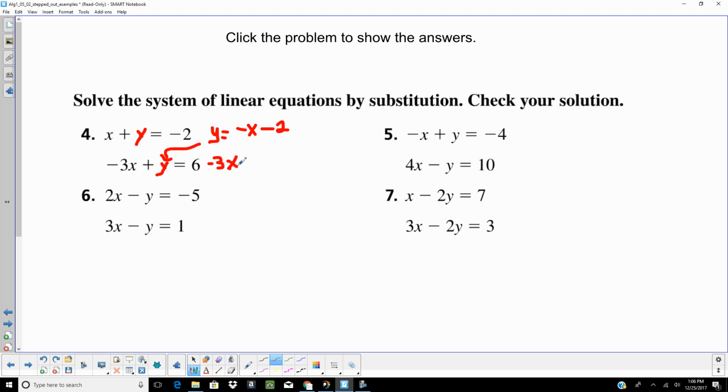-3x minus x minus 2 equals 6. Go ahead, hit pause. Try all of these. Let's see how you do.